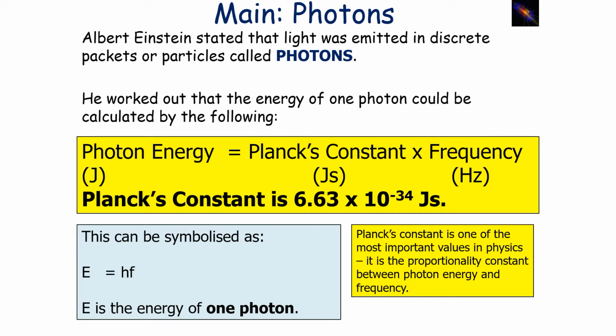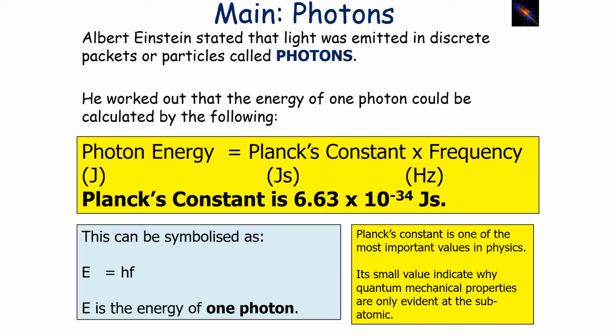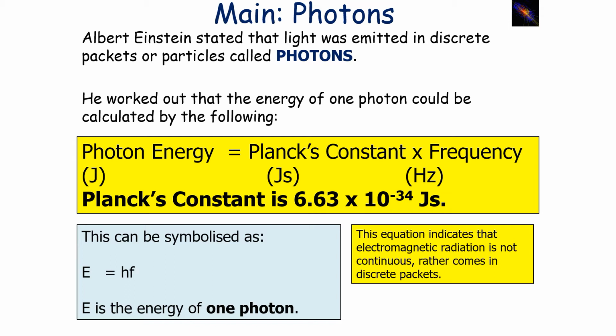It's the proportionality constant between the energy of one photon and its frequency. Because it's a small value, this indicates why quantum mechanical properties are only evident on the subatomic scale. This equation indicates to us that electromagnetic radiation is not continuous, but rather comes in discrete packets or chunks. So electromagnetic radiation is not just a wave, it is a particle. It also shows us that as the frequency of a photon increases, the energy of the photon also increases.